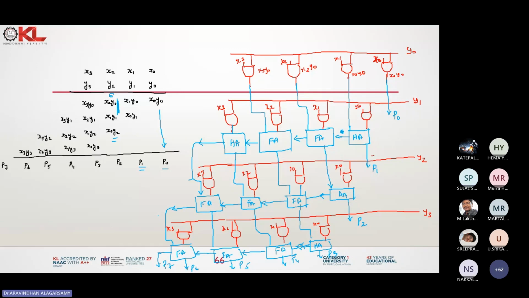Yes, sir. My suggestion is don't try to mug up the diagram; try to understand and then draw the diagram so that you never make mistakes on the diagram. Am I clear? Yes, sir. If there are no doubts, we can move to the last topic. So this is your array multiplier structure.